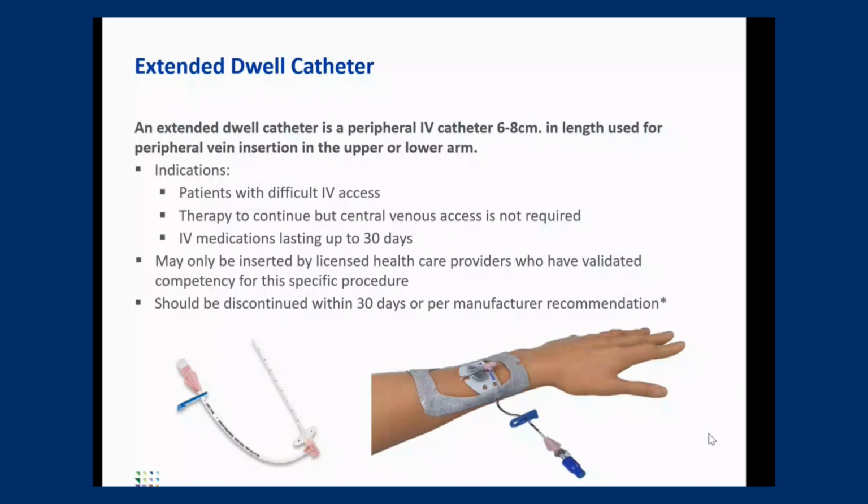Someone who might need an arrow is someone who has difficult access. We need to do long-term IV therapy on them, and these extended dwell peripheral catheters are placed under ultrasound, so they can get those deeper veins that maybe we can't see or feel when we're putting in a regular peripheral. So these can last for 30 days. Our manufacturer that we carry here is 29 days, so just a little discrepancy, but generally for 30 days. And the only people who can place these are licensed healthcare providers who have a validated competency.